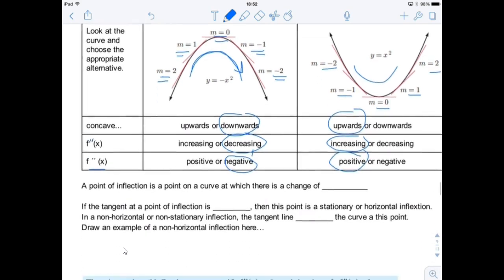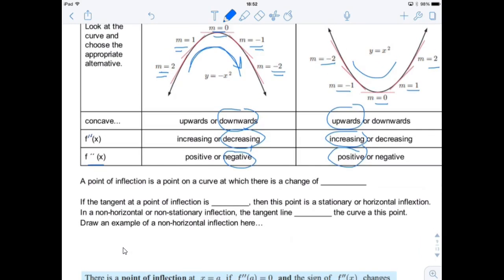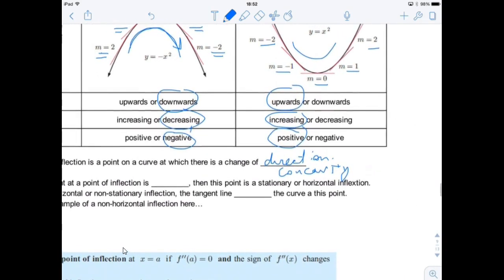Okay. A point of inflection is a point on a curve at which there is a change of direction. Or like concavity, maybe you could say also. Concavity. Because when I say direction, I mean like, hey, it's like you're driving, turning left, and then now you're turning right. Or changing concavity, it's like changing from cup up to cup down.